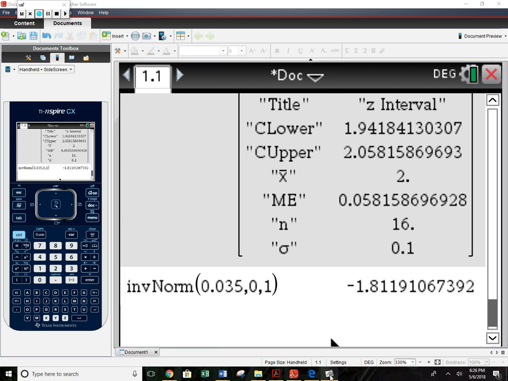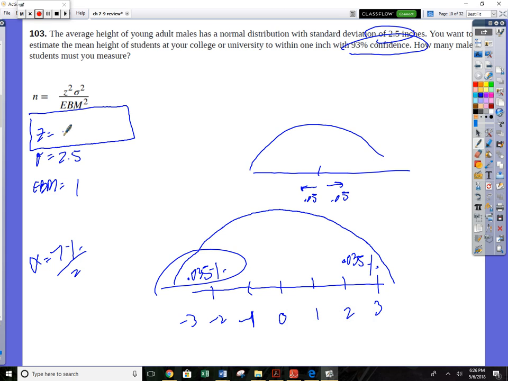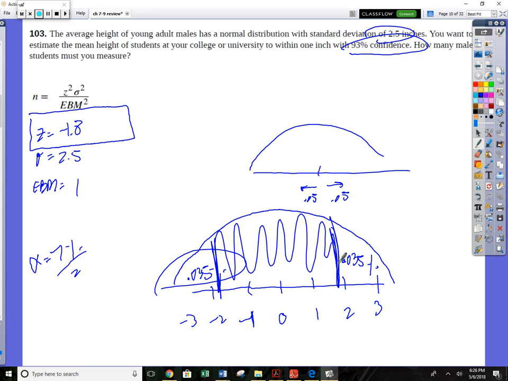Okay, now this is cool. Watch this. The z-score is negative 1.8, so I'm going to go negative 1.8, which is right here, and positive 1.8, which is right here. So with the 93% confidence level, I am within 1.8 z-scores up and 1.8 z-scores down of the mean. That's different than your margin of error.